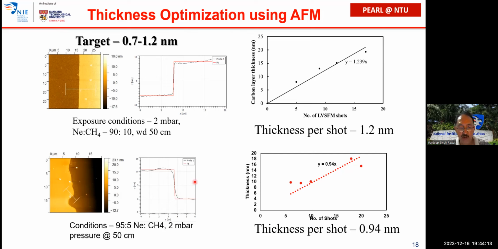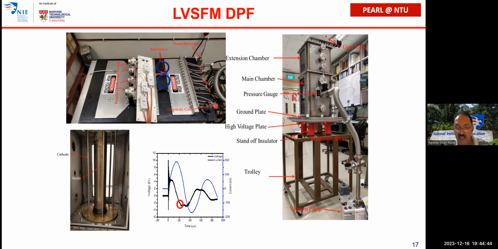So with the multiple shot deposition, we were able to show that if you go for just pure methane, the films were getting very thick. So we continued to do the dilution of methane in nitrogen, and for 90% neon, 10% methane, we were getting 1.2 nanometer film thickness per shot for a deposition distance of about 50 centimeter. And this larger deposition distance was achieved by putting an extra chamber, the extension chamber, which was added to it. Otherwise, at the closer distance, films were too thick.